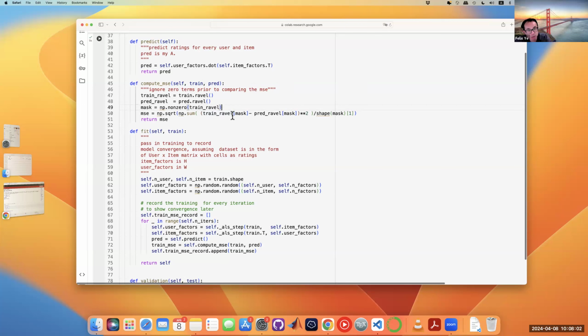So we calculate the root mean square error. Basically, it's our predictions subtract the training for those masked values, which are non-zeros, square them, sum them together, and divide by the number of masks. And it's literally that. I think I should use numpy here. Just make sure.